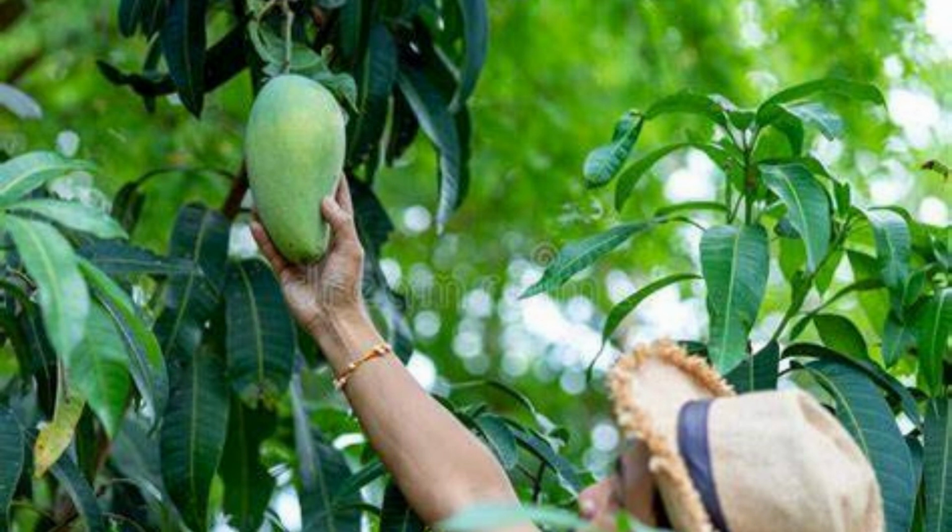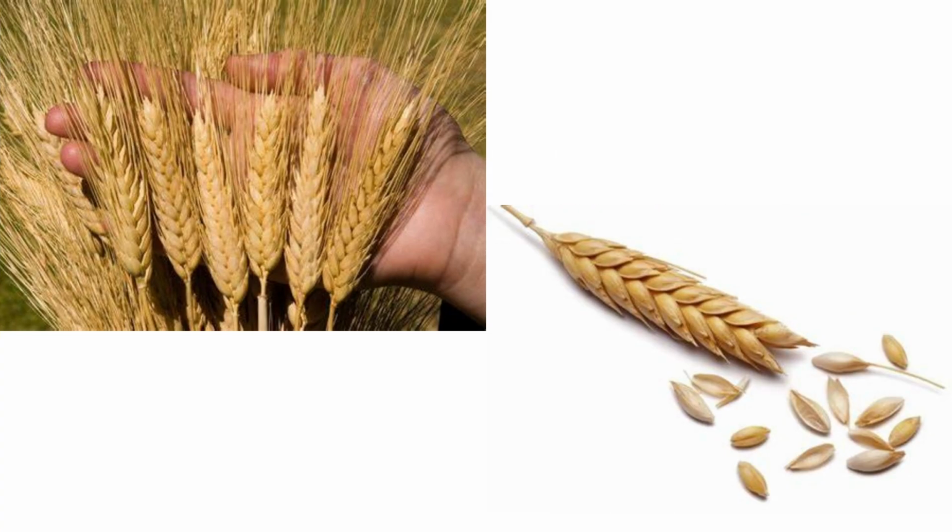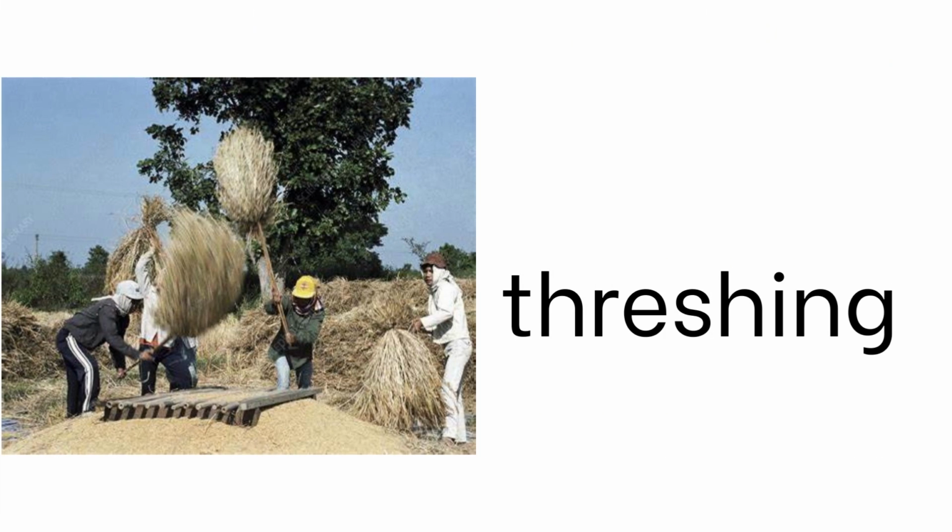One may pluck mangoes or guavas from the trees, but grain seeds are much smaller than mangoes and guavas. So, plucking them from their stalk is impossible. How does one separate grains from their stalks? The process that is used to separate grains from stalks is threshing.